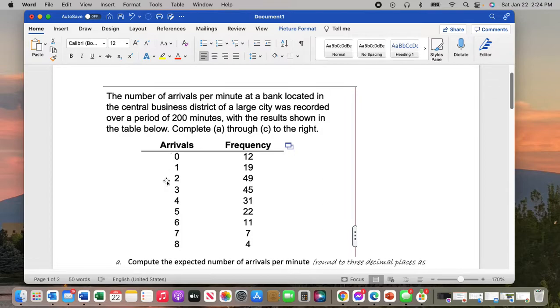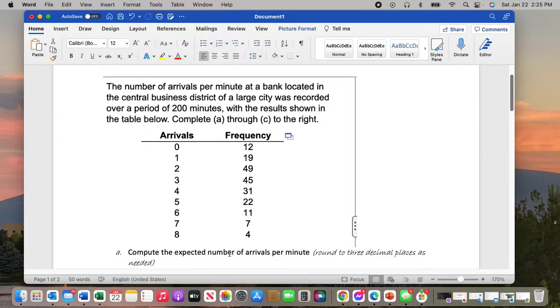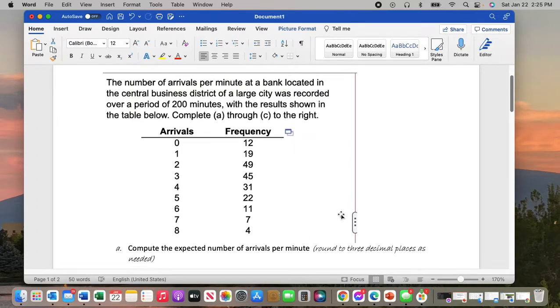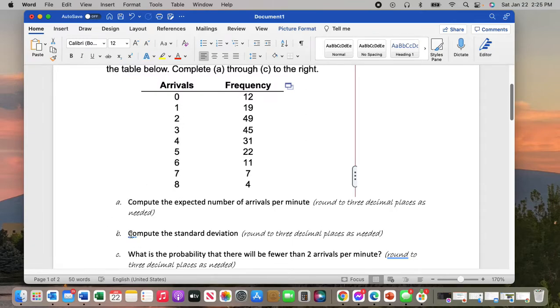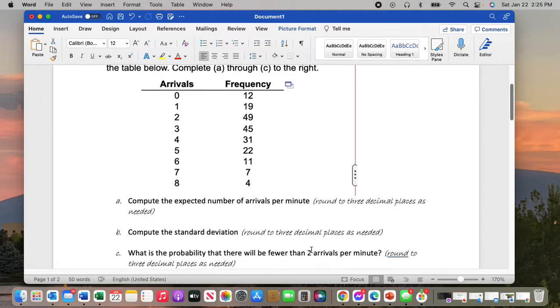So here is the number of arrivals, here is the frequency. Basically what this is saying is there were 12 minutes during those 200 minutes when no one showed up. There were 22 minutes during those 200 minutes when 5 people showed up at the same time. We are to compute the expected number of arrivals per minute. Basically they're asking us what is the mean of this discrete variable. Then once we have that, they're asking us to compute the standard deviation. And finally, what is the probability that there will be fewer than 2 arrivals per minute.